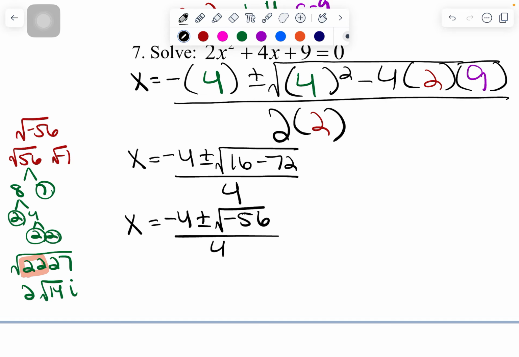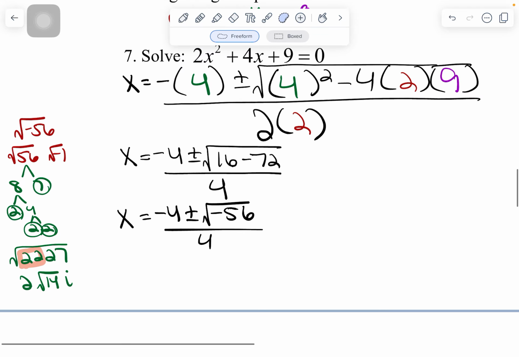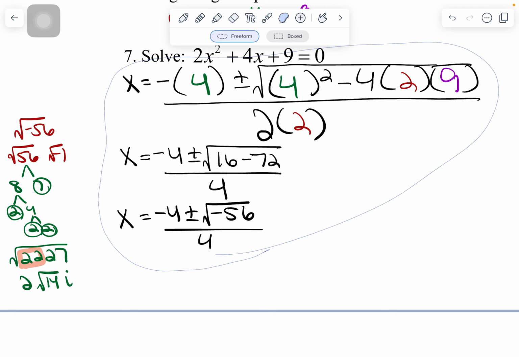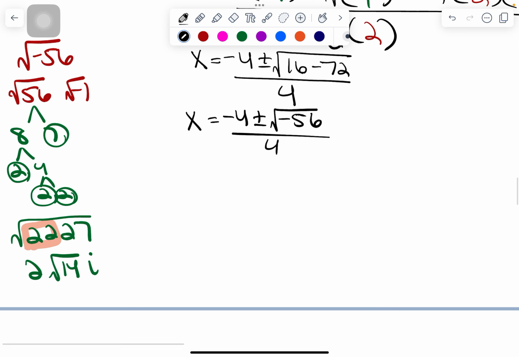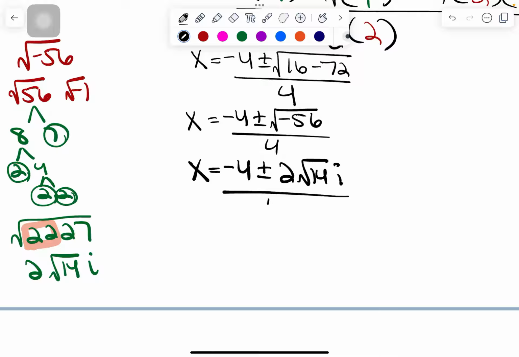I'm going to do that replacement. I'm also going to take a little moment to loop this and shrink it, because I know I write huge, but that was getting ridiculous even for me. All right, so x is equal to negative 4 plus or minus 2 root 14i, all over 4. And you are so close to being done, just one little step further. Negative 4, 2, and 4 are all divisible by 2, so you actually want to divide that out.